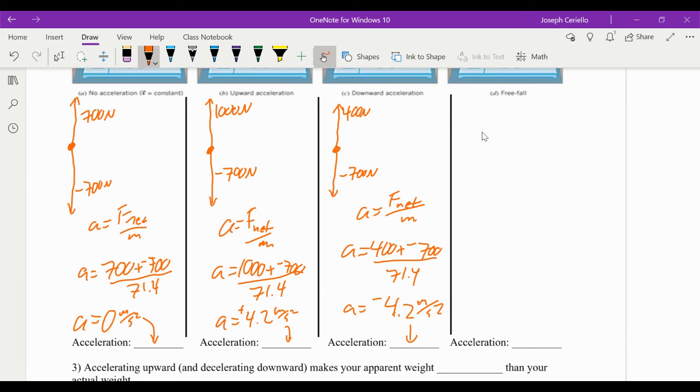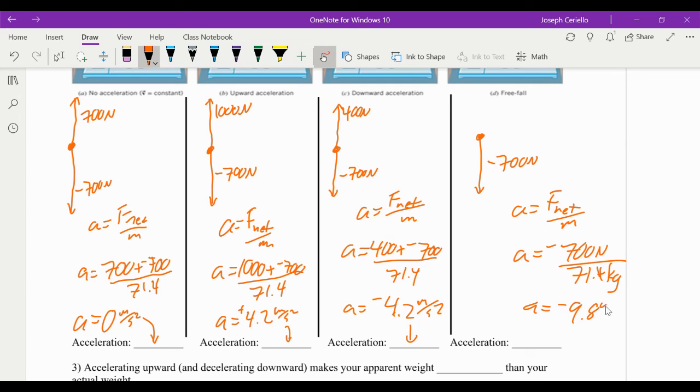And the last one is free fall. Now we know the acceleration should be 9.8, but let's prove it. So we have negative 700 here. And upward, we actually have a force of 0 newtons. Okay, there is no scale reading. So we're actually going to just leave that blank. Don't even put a force there. So a equals F net over m. a equals negative 700 newtons over 71.4 kilograms. So a equals negative 9.8 meters per second squared.